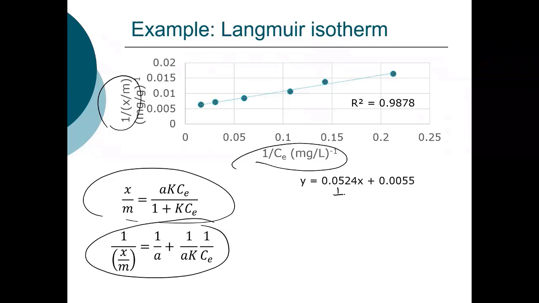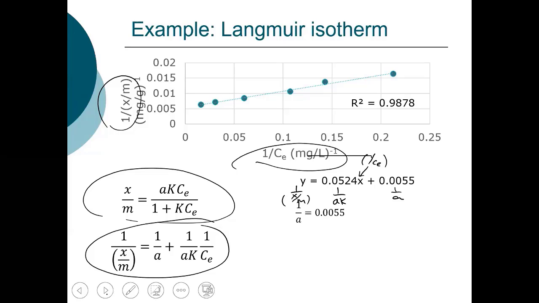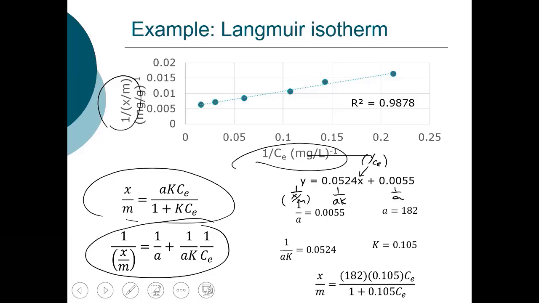So this is 1 over AK. This is 1 over A. This is 1 over X over M. This is 1 over C sub E. So we determine 1 over A. We can determine A. 1 over A times K. So we have K. And we can determine then a Langmuir isotherm.